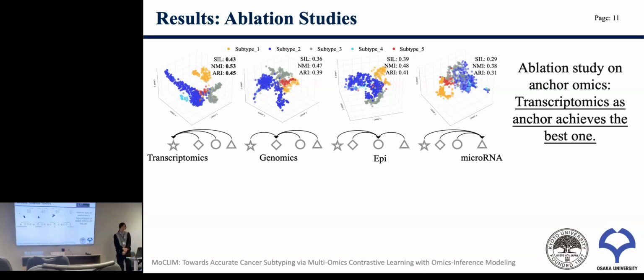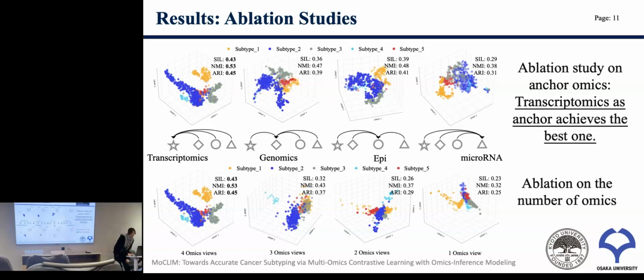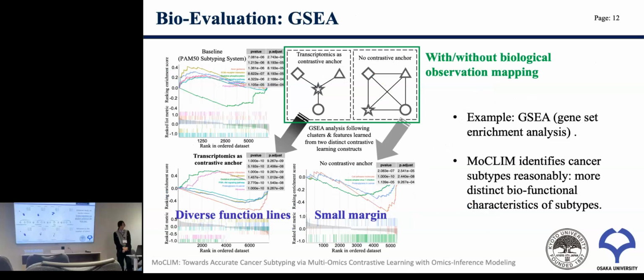For the next result, we show the ablation studies. The first ablation study is on the anchor omics. Here we show the results using different omics anchors, and you can see that the transcriptomics anchor achieves the best performance. Next, we show the ablation study on the omics members. We try to decrease the omics sources used in the platform, and we can see that when we use all of these 4 omics sources, we get the best performance.